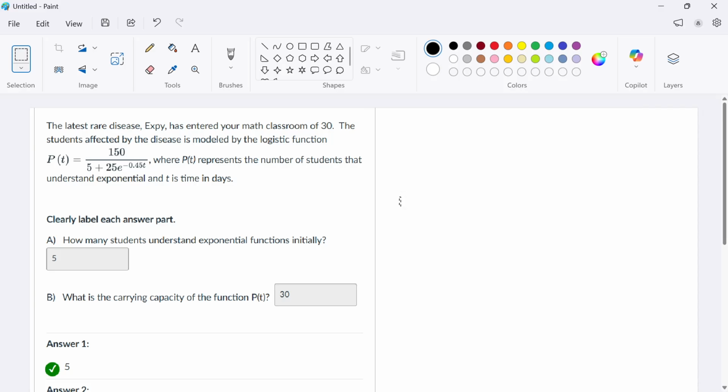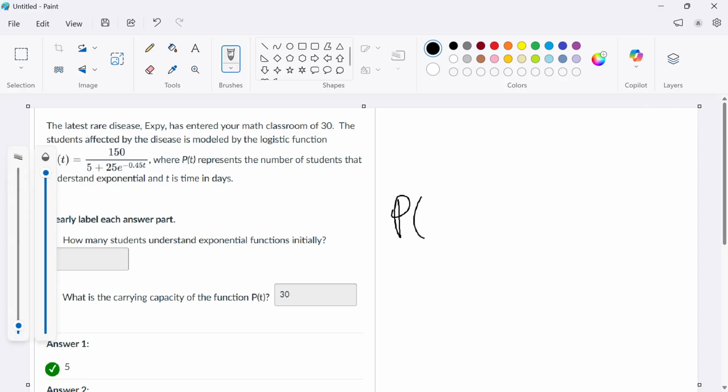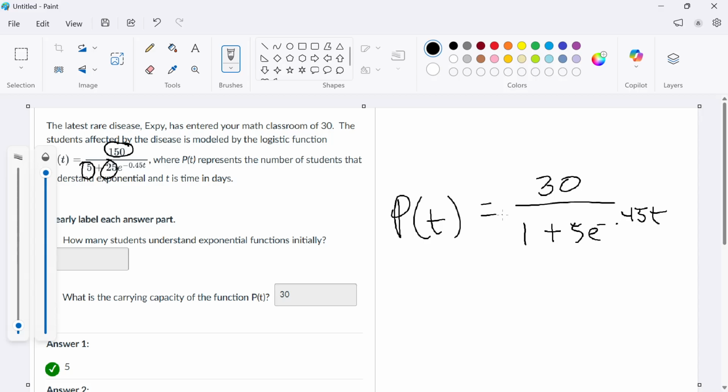Well, P of t, check this out. If I take 150 and 25 and divide them all by 5, I get 30 divided by 1 plus 5e to the negative 0.45t. And remember, t is time, so initially time is 0. Negative 0.45 times 0 is 0. E to the 0 is 1. 5 times 1 is 5. So initially it's 30 over 1 plus 5, which is 30 over 6, which is 5. So 5 students.